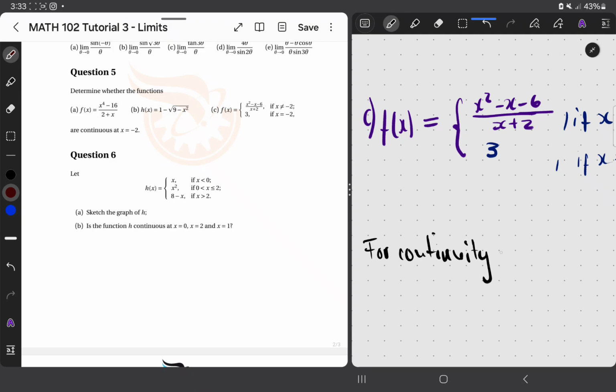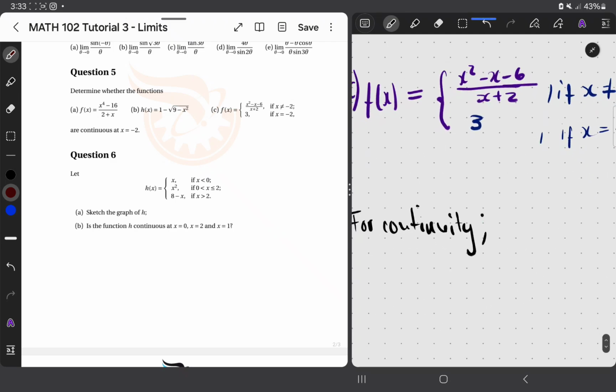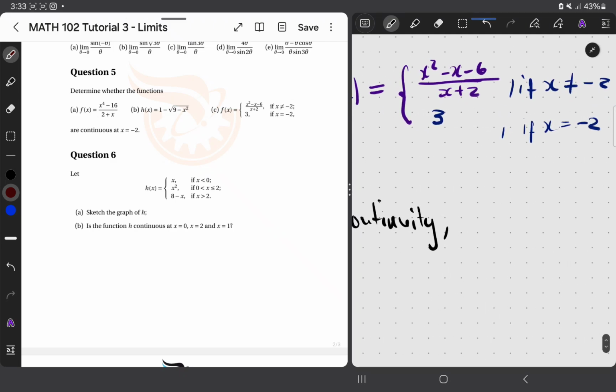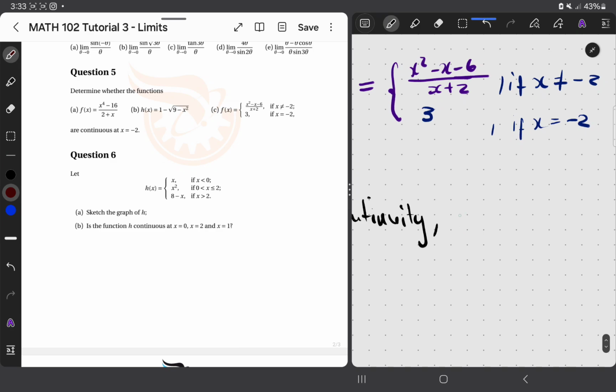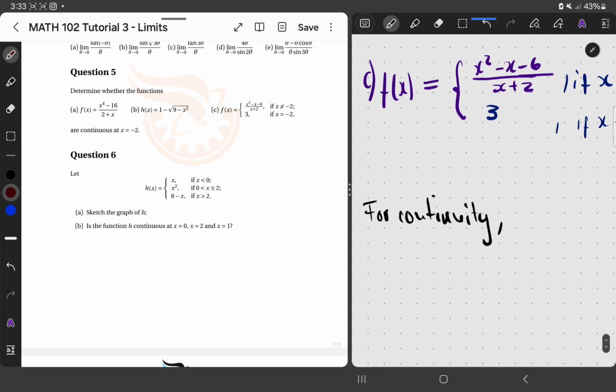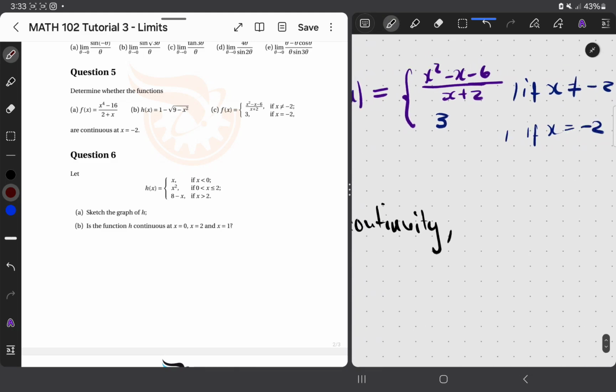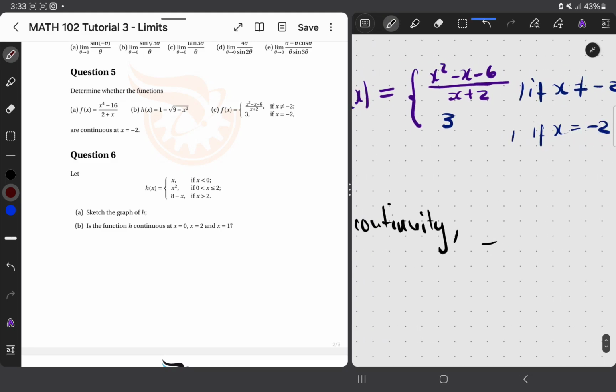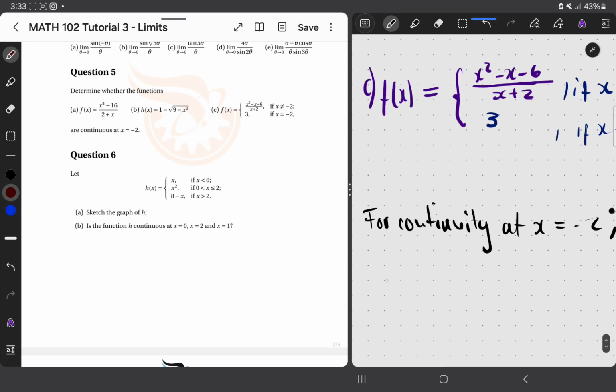For continuity, you can now say, for continuity at x equal to negative 2, f of negative 2 should be equal to the limit of f as x approaches negative 2 of f of x. Okay?